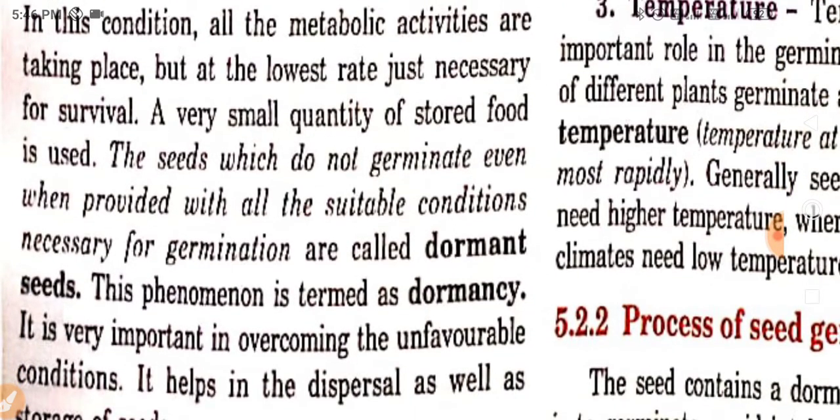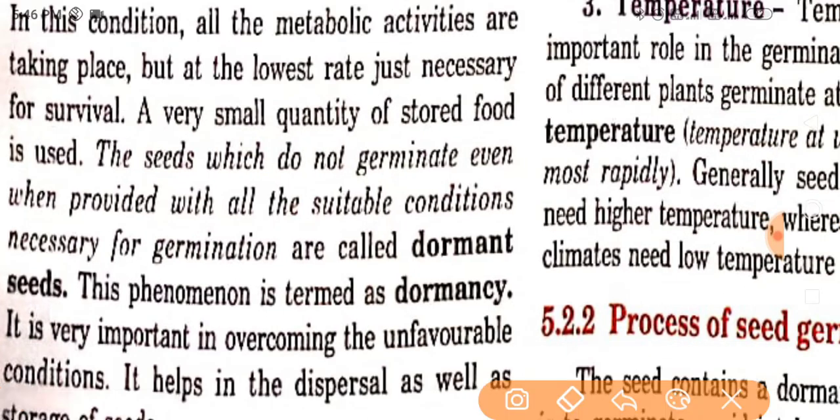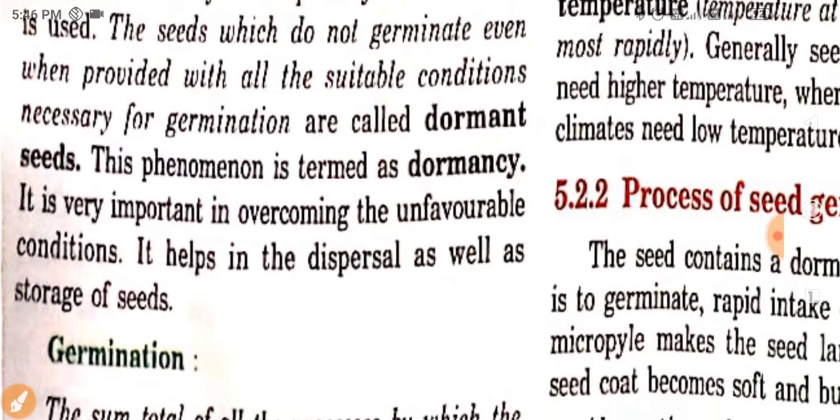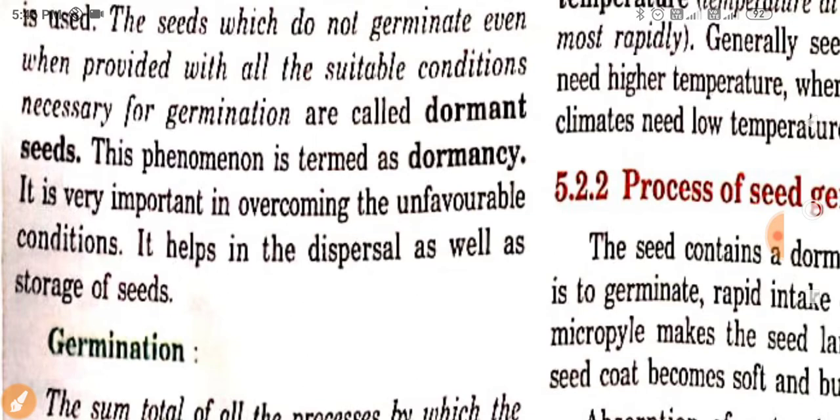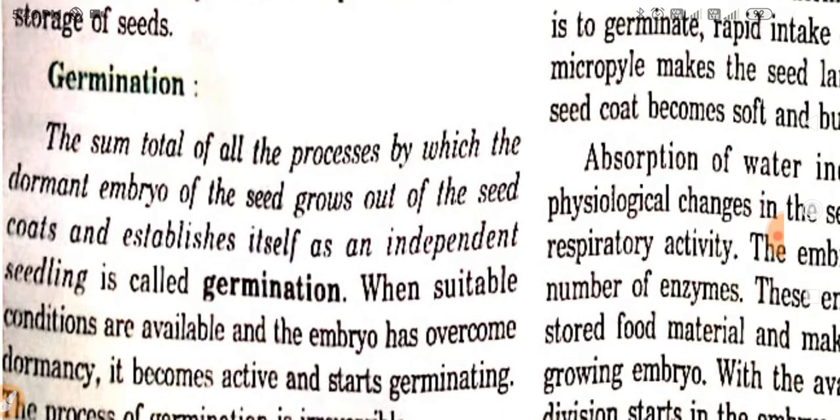The seed which does not germinate even when provided with all suitable conditions necessary for germination is called a dormant seed. This phenomenon is termed dormancy. It is very important in overcoming unfavorable conditions. It helps in dispersal as well as storage of seeds. So now we talk about germination.